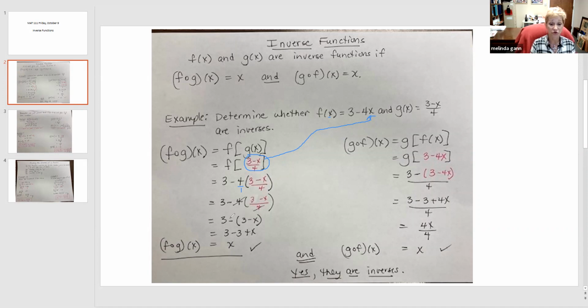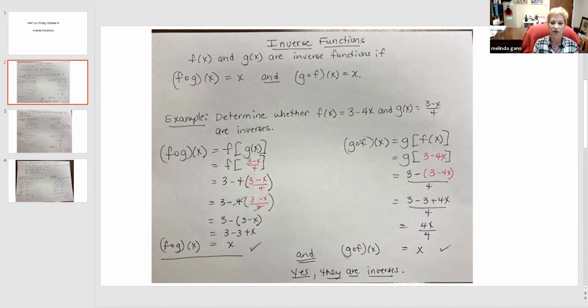But I've got to distribute this minus. So it's going to be minus 3. And then minus a negative is going to be plus x. So 3 minus 3 plus x. Well, 3 minus 3 is 0, and 0 plus x is x. So sure enough, when I did f composed with g of x, I got x. So check, that one worked. Okay? But we got to do it the other way.